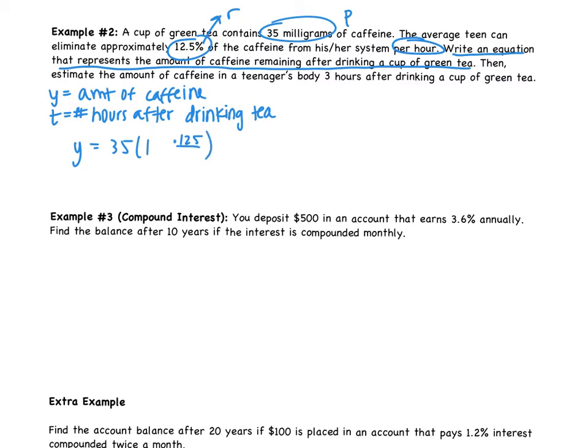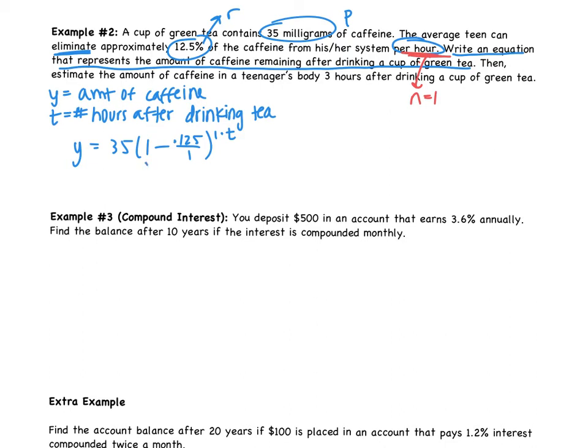Now we got to figure out our n. Like I told us, n is most of the time going to be 1 unless we're talking about money. This is not talking about money. And in fact, we see per hour. Per hour means that this happens once an hour. Okay, so our n is 1. Last thing we have to do in this case is we have to decide, are we adding or subtracting? Well, it says that the teen is eliminating, so losing this much caffeine.